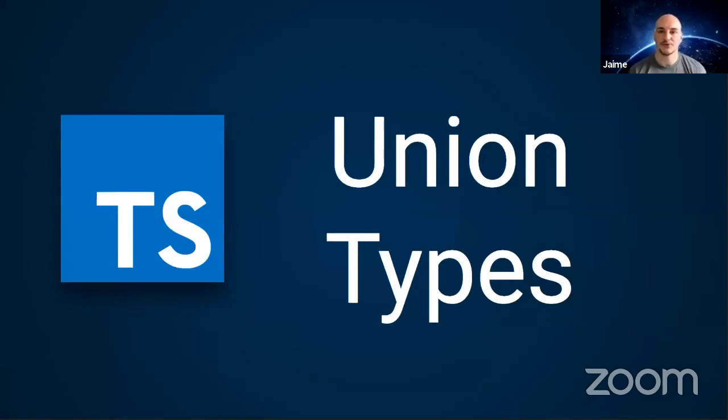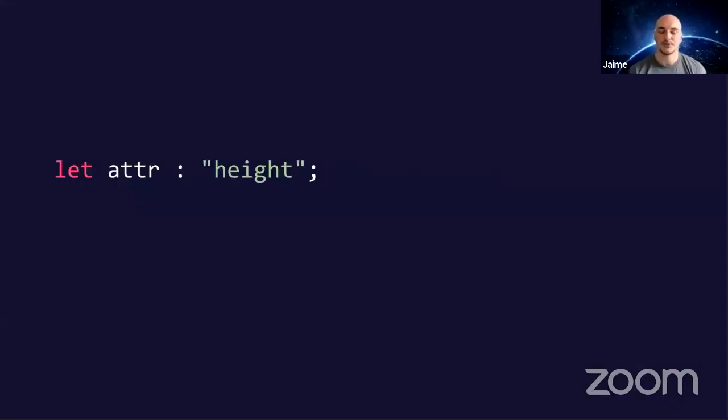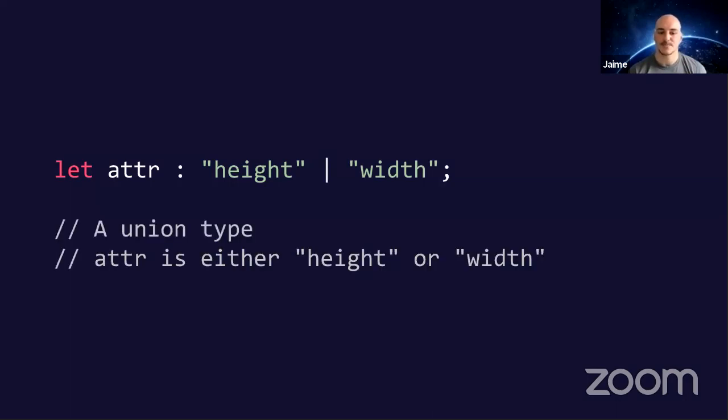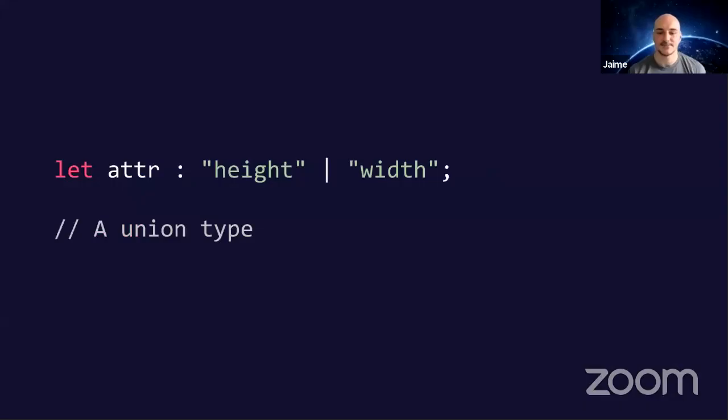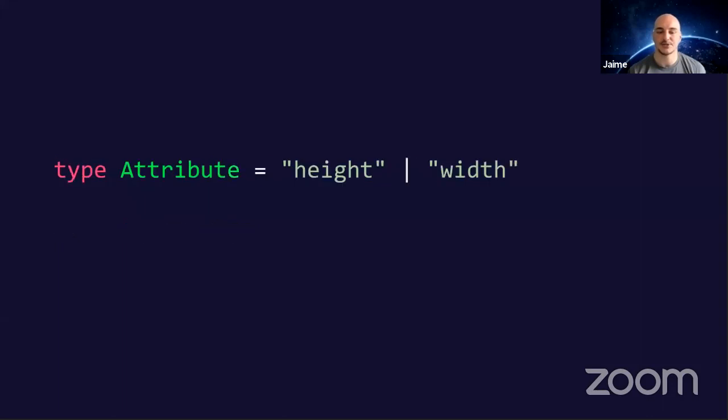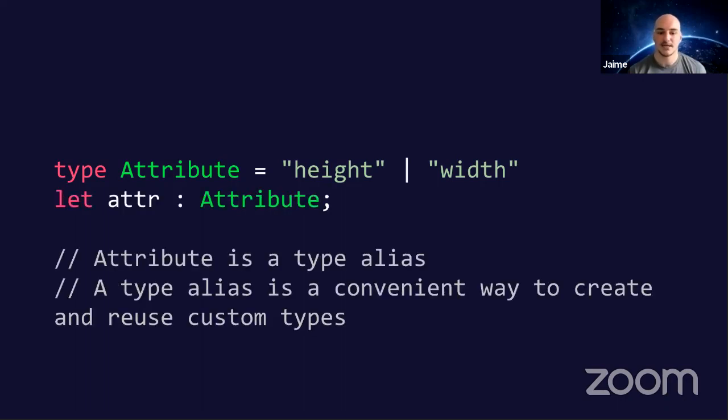And then we can combine that with union types. Union types allow you to do this, right? You can say this type, this is a union type, and now the attribute can either be one of these two other types. It can be height or it can be width. So union types allow you to combine types. And then we have these type aliases that basically is a nice way to reuse types. So we can create this type alias called attribute and say this can be either height or width. Yeah, so it's a very convenient way to create custom types, type aliases.